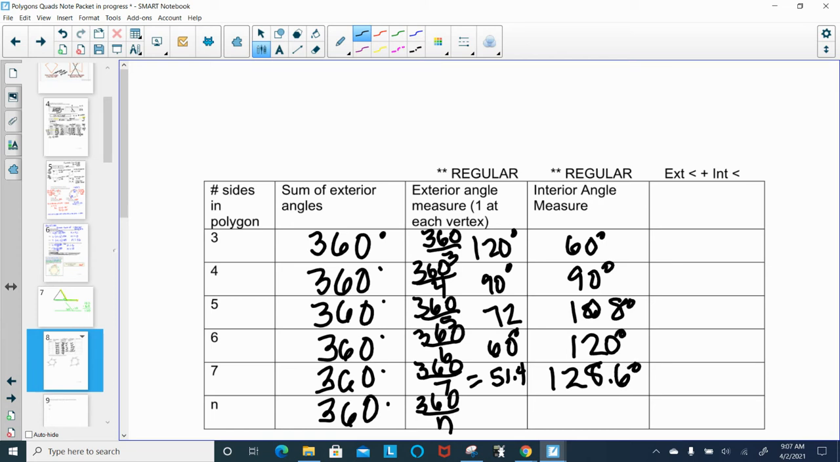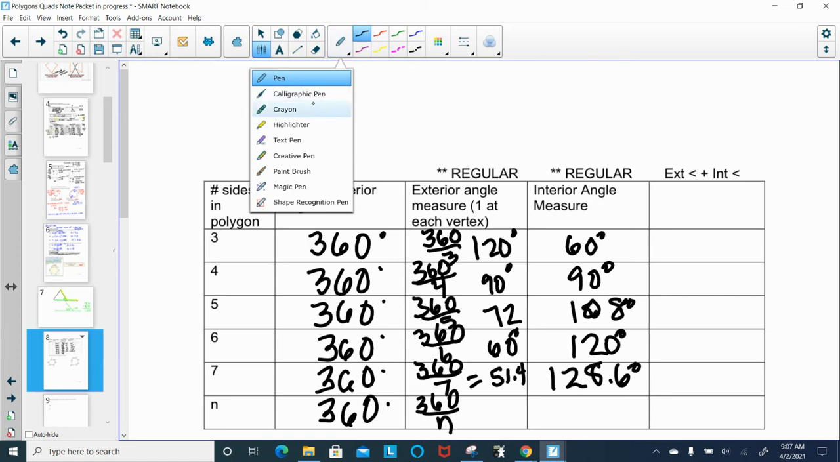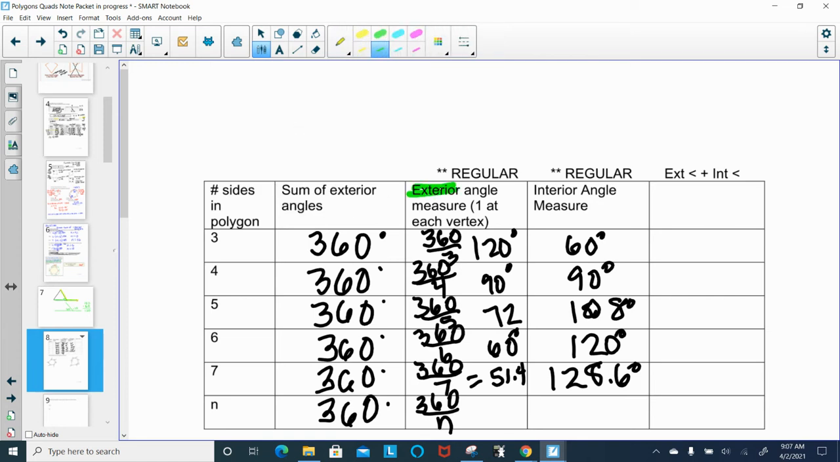So these are my exterior angles. Let me highlight. These are my interior angles. Now these happen to be in a regular polygon, but it's true for any polygon. What's going to happen here?